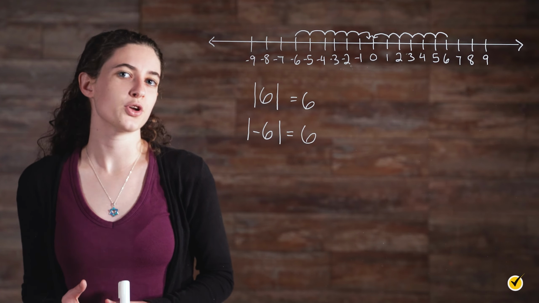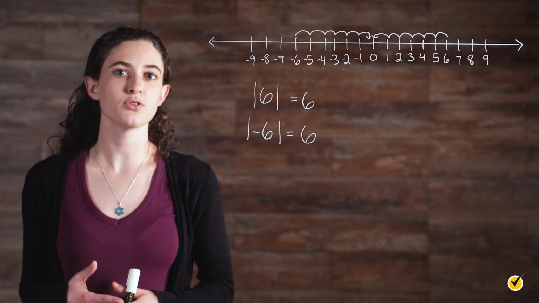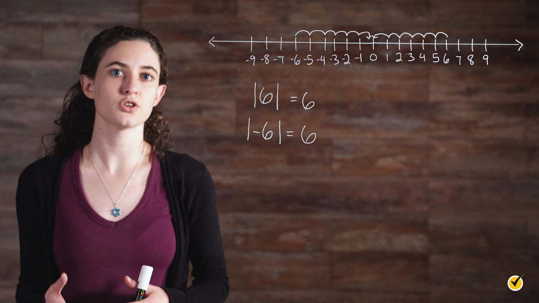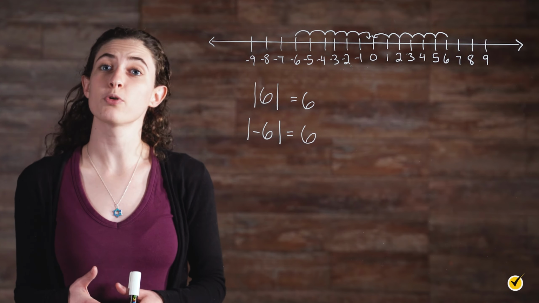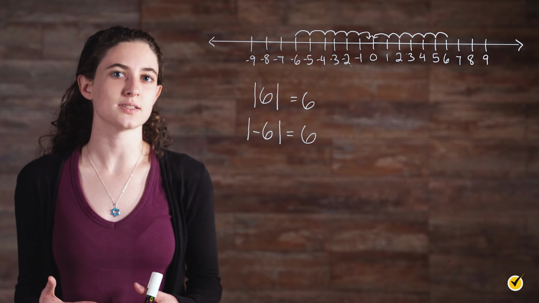No matter what number you are dealing with, big or small, positive or negative, the absolute value operation always yields a positive number. This is good to remember when evaluating expressions and solving equations, but it's also important to remember why. When we talk about distance, the direction doesn't matter.